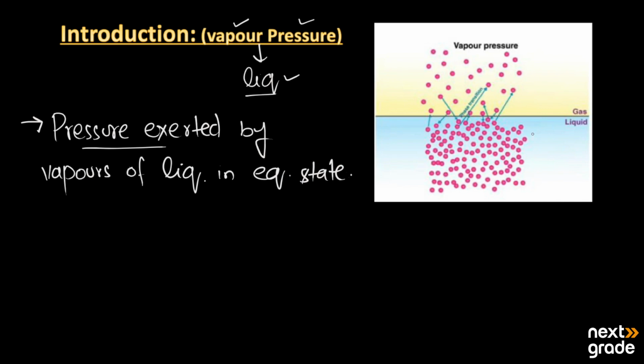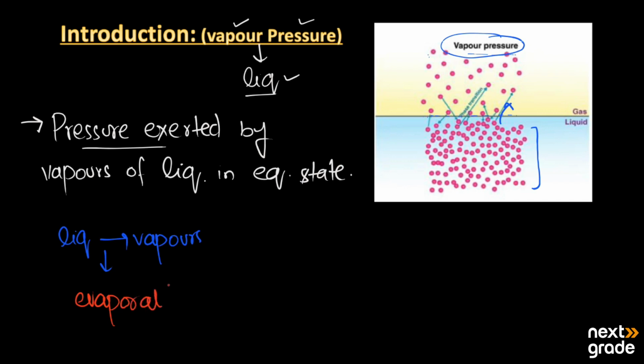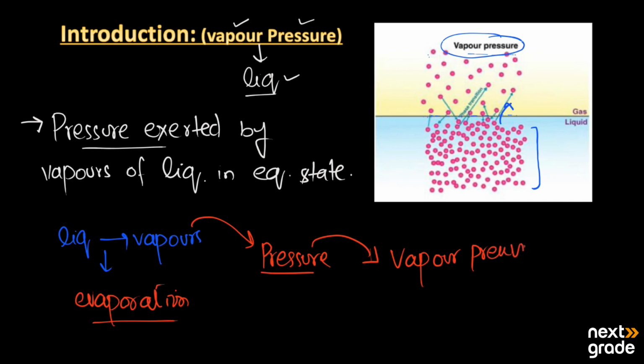In this picture, you can see that here we have the liquid particles, and these liquid particles are going to change into the vapor phase. As these vapors exert pressure on the surface, this pressure is known as the vapor pressure. When the liquid changes into vapors, this process is called evaporation. After evaporation, these vapors exert the pressure. This pressure we call the vapor pressure. So simply, vapor pressure is the pressure exerted by the vapors of a liquid.